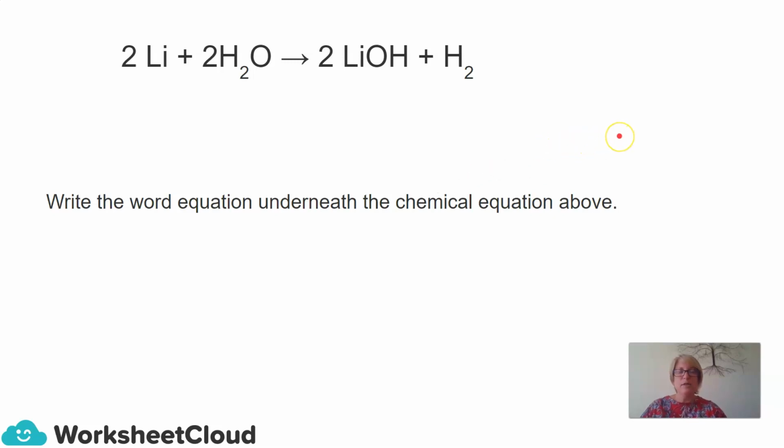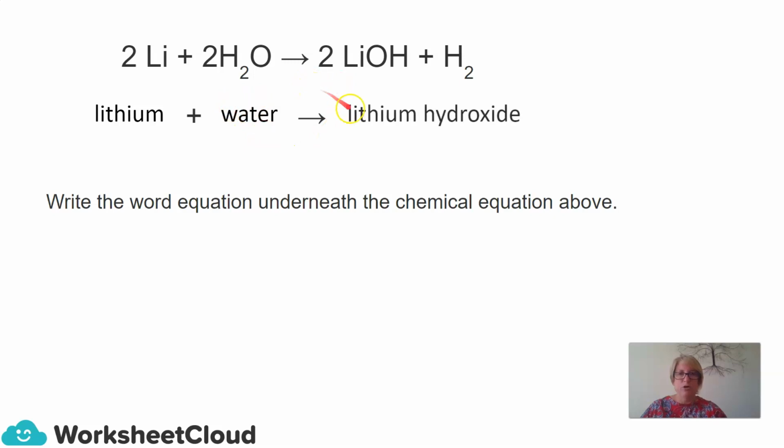So an important thing at this stage when we start looking at chemical reactions is, all I actually need you to be able to do for today is, if I give you the chemical equation, are you able to write the word equation underneath it? So for example, lithium plus H2O, which is water. When they chemically react together, produces lithium hydroxide and hydrogen.